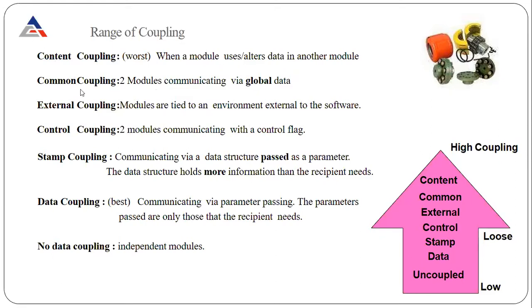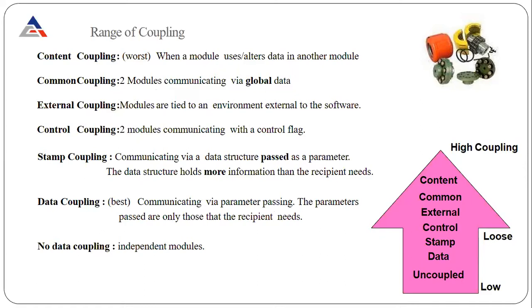Content coupling should be low, common coupling should be low, external coupling should be low. And what should be there? There should be data coupling. That is the best for coupling. What is data coupling? Communicating via parameter passing, via a declared value. Only that value can be passed. That is the best method.